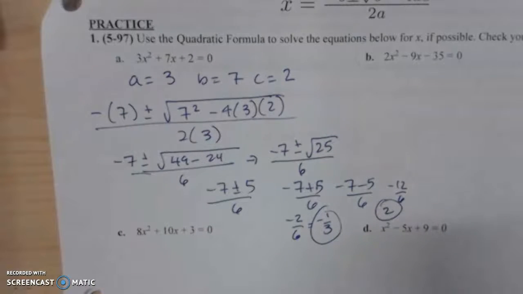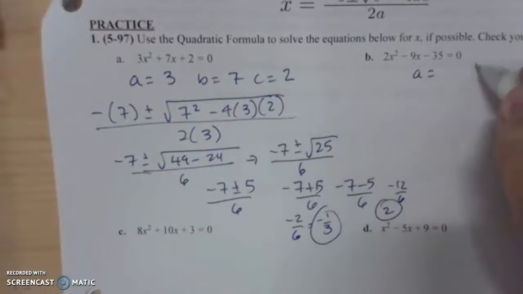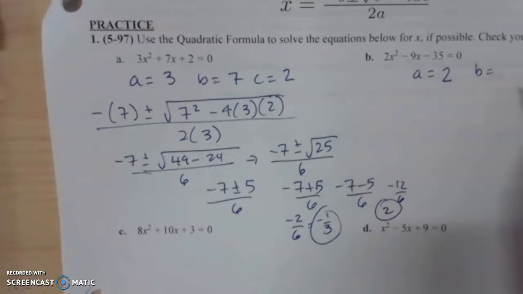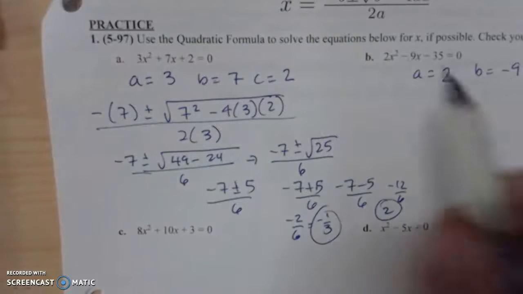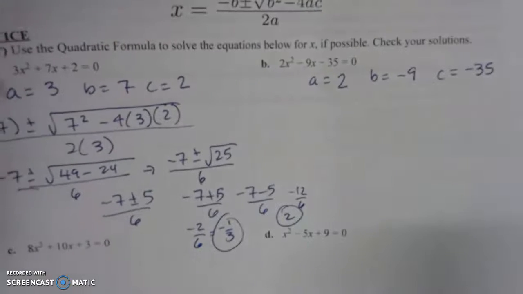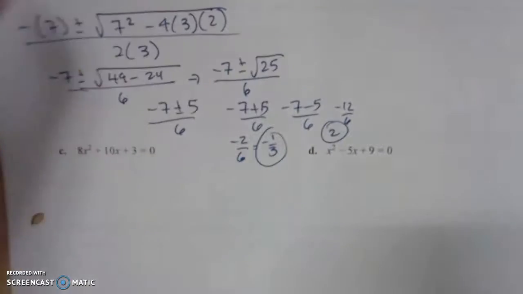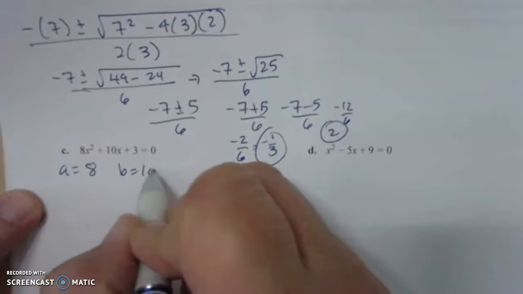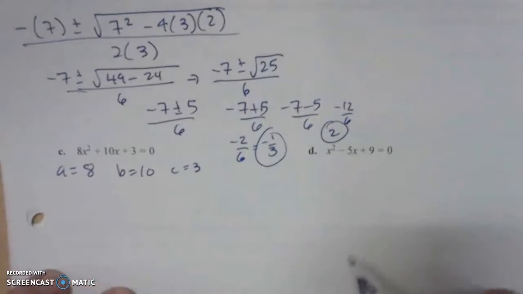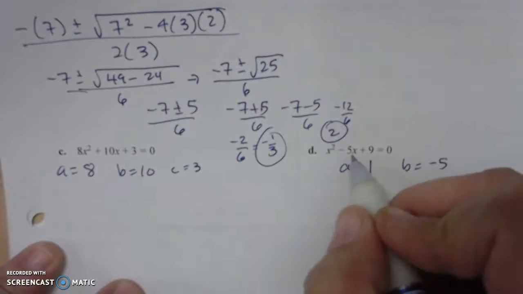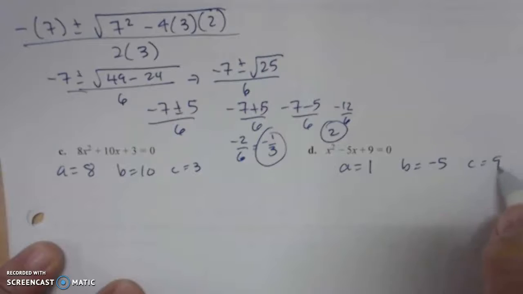All right? Again, we're going to go A equals, B equals, C equals. A is 2. B is negative 9. C is negative 35. All right? And then you just plug it into that equation. Let's look at, oh, you probably can't see what I wrote. Okay. Let's look at part C. A equals 8, B equals 10, C equals 3. Part D, A equals 1, B equals negative 5, the middle number, and C equals 9.